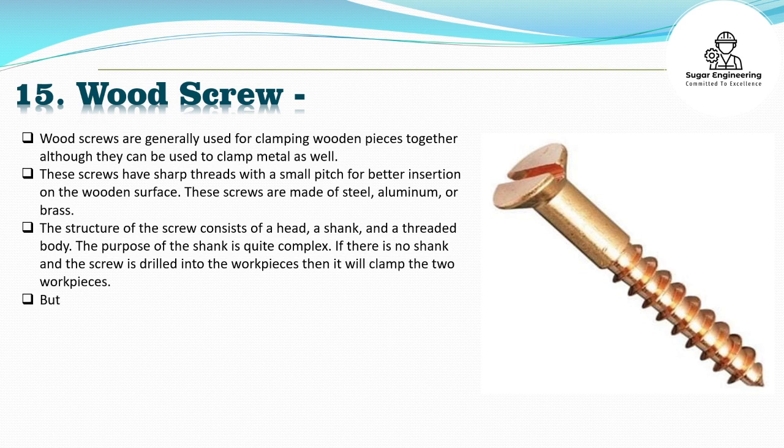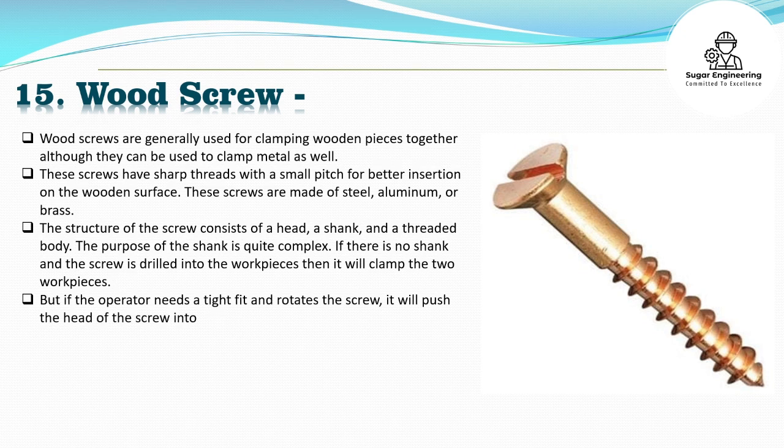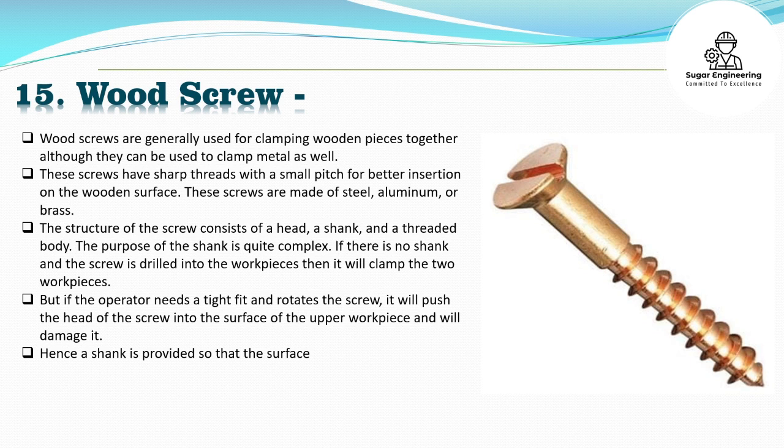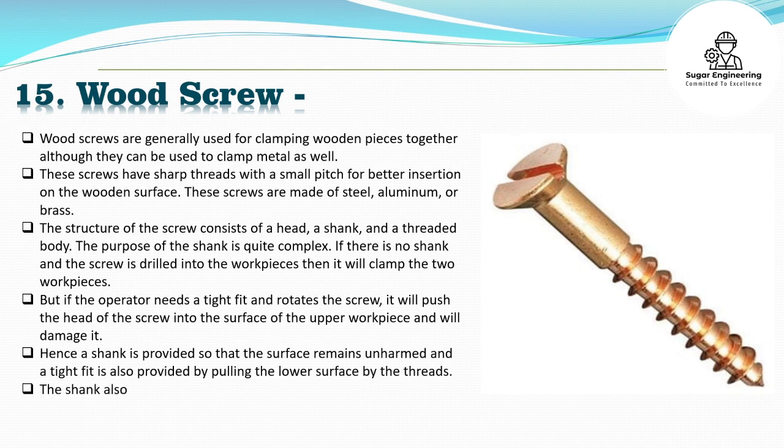The purpose of the shank is quite complex. If there is no shank and the screw is drilled into the workpieces, then it will clamp the two workpieces. But if the operator needs a tight fit and rotates the screw, it will push the head of the screw into the surface of the upper workpiece and will damage it. Hence a shank is provided so that the surface remains unharmed, and a tight fit is also provided by pulling the lower surface by the threads. The shank also reduces the friction produced by the threads.